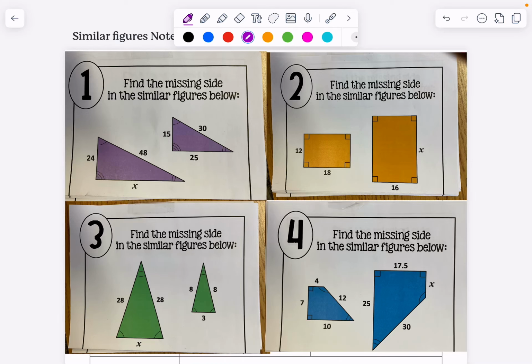Before we continue with our notes, I would like you to have a whiteboard, a dry erase marker, and a calculator. And with those three things, I would like you to set up and solve these 4 problems. What I'm going to have you do is pause the video, and when you have all 4 problems solved on your whiteboard, then press play and we can check your answers.